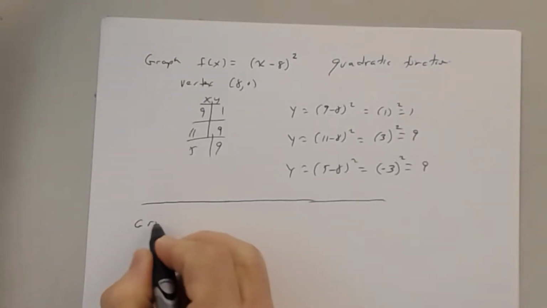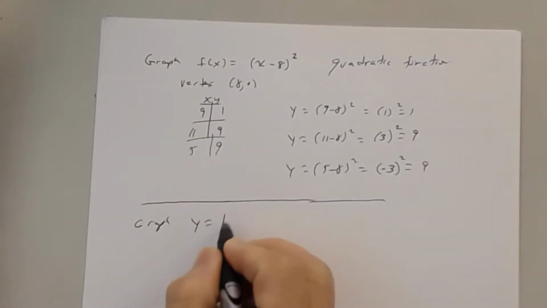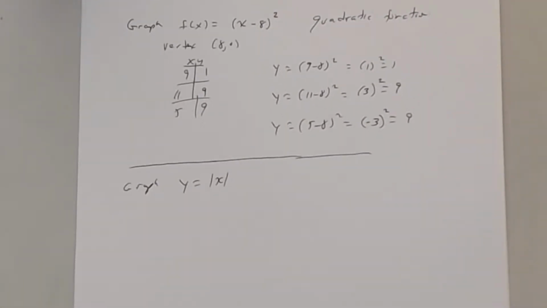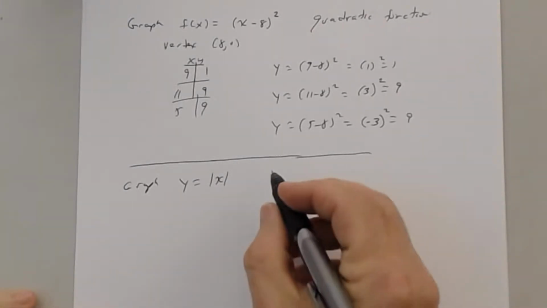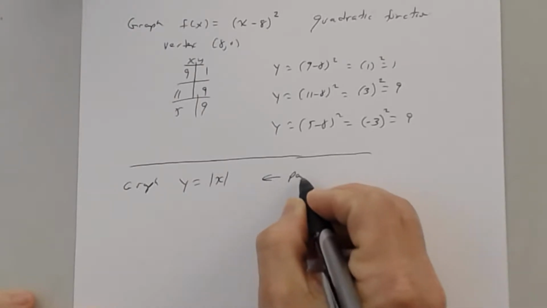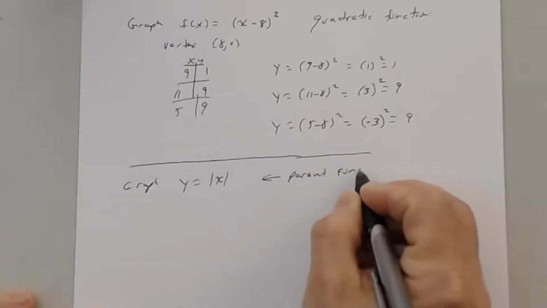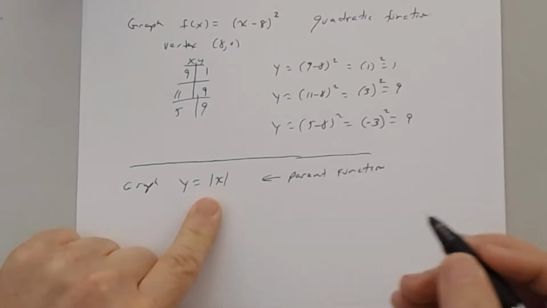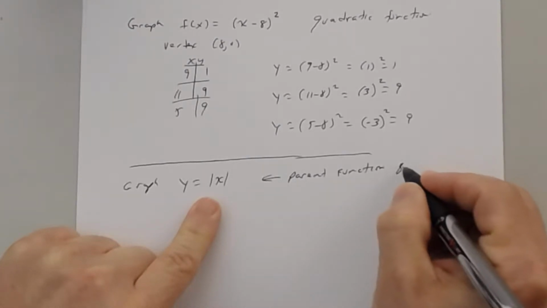So if I want to graph y equals absolute value of x this time. Remember last class period, y equals x squared, that quadratic function, we call that our parent function. So we're going to do the same thing here. Y equals absolute value of x is going to be my parent function. This is called an absolute value function. So this is the parent function of absolute value.